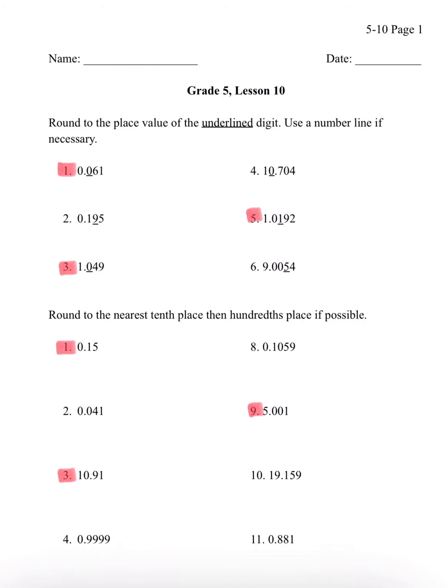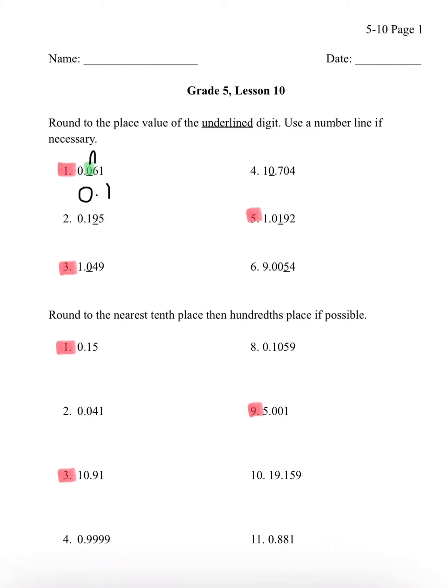So, I'm going to be going over number 1, 3, and 5 for the first one. It says, round to the place value of the underlined digit. Use a number line if necessary. So, if we look at number 1, the underlined digit here is 0, and it's in the 10th place. If we look at the number behind 0, it's a 6, which means we round. So it's going to be 0.1.